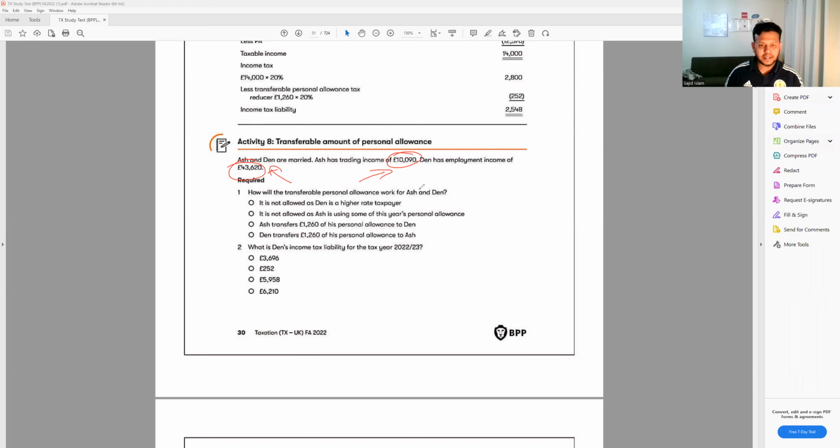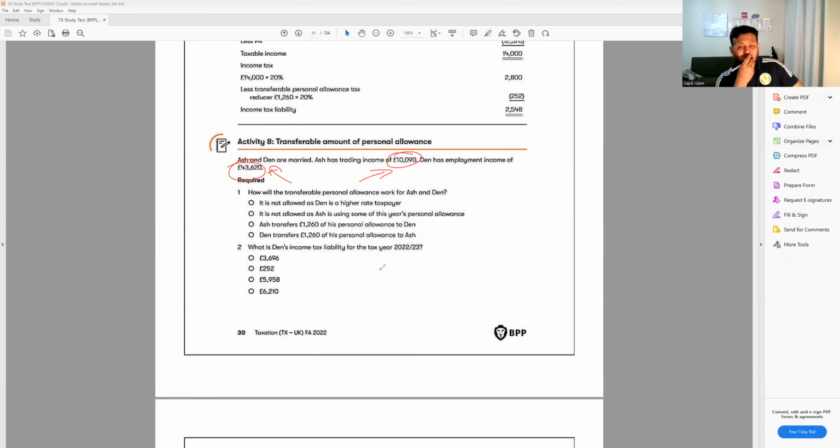Now obviously, as you can see, there are a few options. It is not allowed, as Dan is a higher rate taxpayer. It is not allowed, Ash is using some of this year's personal allowance. Ash transfers 1260 of his personal allowance to Dan, or Dan transfers. Now this is the question. You have to be very careful to understand this one. We always look for who is earning less. Remember that. We are always looking for who is earning less.